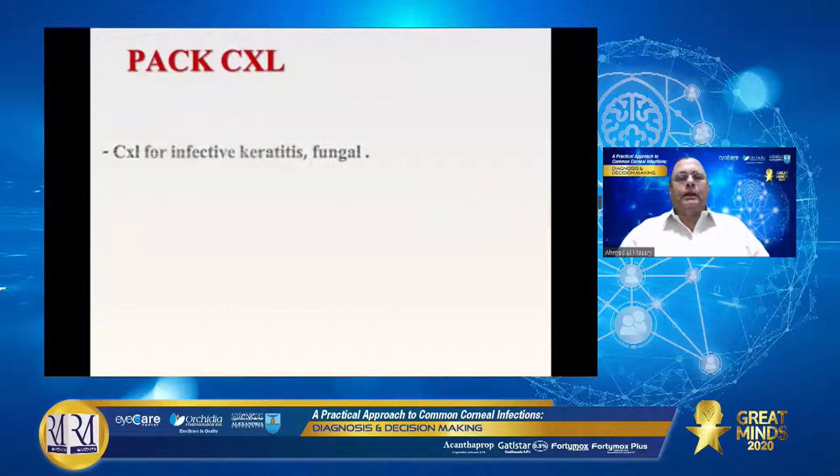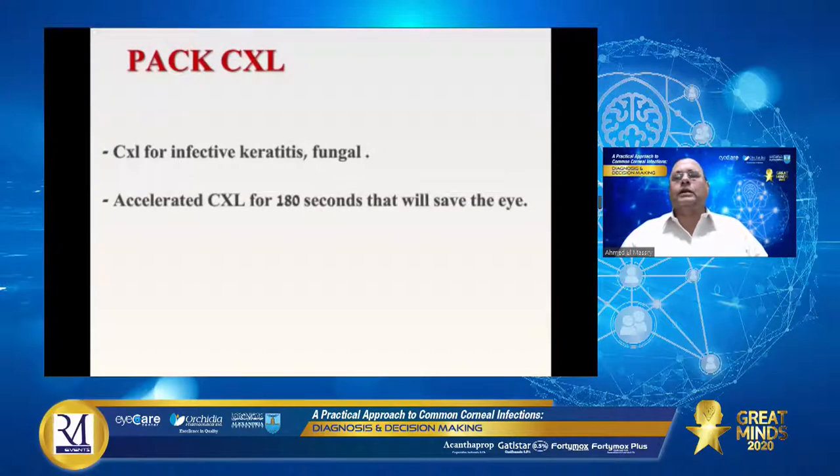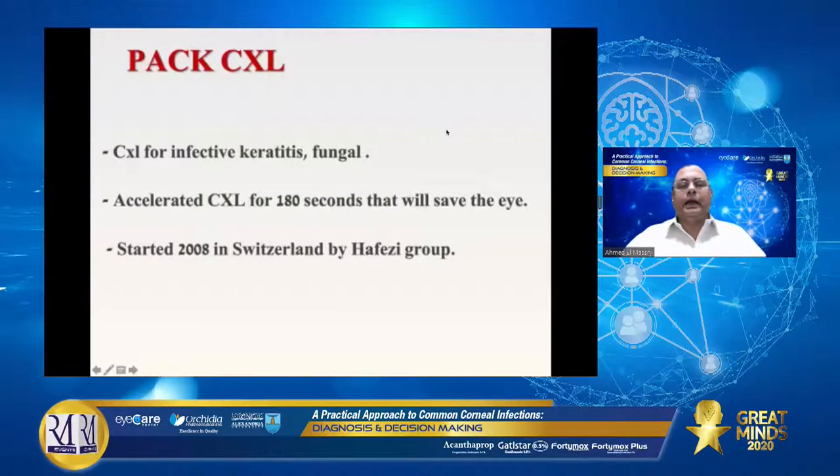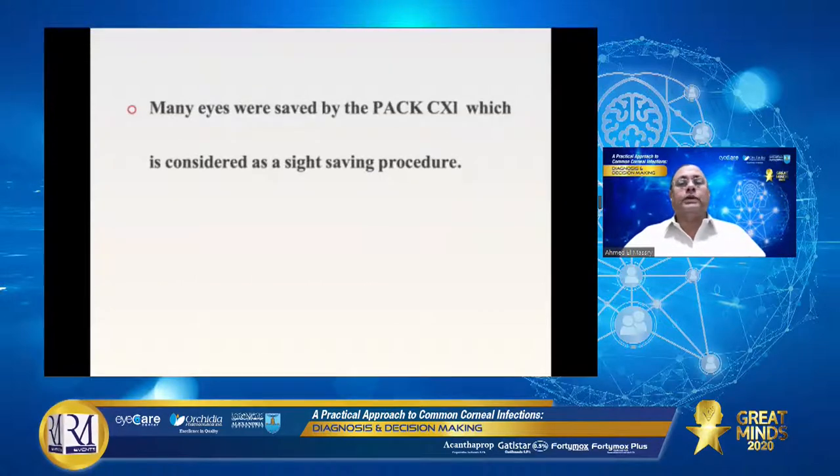What is the PACK cross-linking? Simply, cross-linking is for infective keratitis, whether bacterial or fungal or acanthamoeba, but it's contraindicated for the viral. So be careful to exclude that the patient has a viral corneal ulcer. Accelerated cross-linking for 180 seconds, just 2.5 minutes, will save the eye and will save a lot of treatment for this patient. It started in 2008 in Switzerland by the Hafizi group, and many eyes were saved by the PACK cross-linking, which is considered a sight-saving procedure now. And now in Sweden, it is the primary treatment.